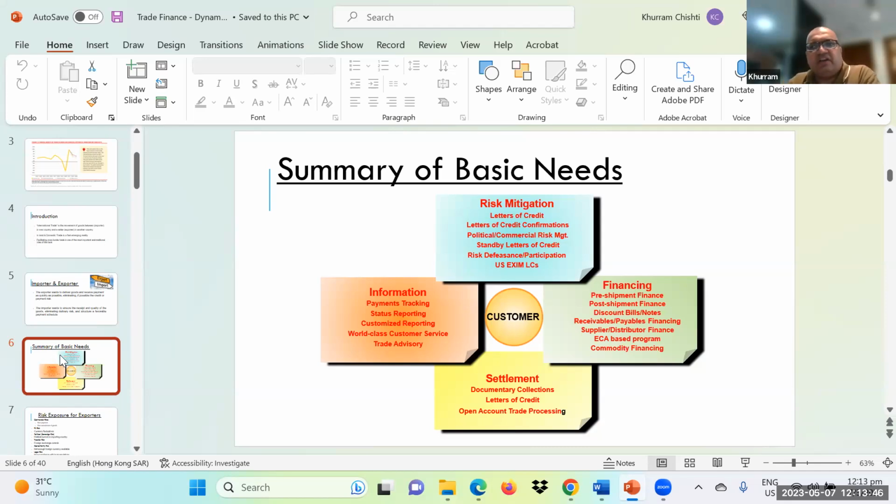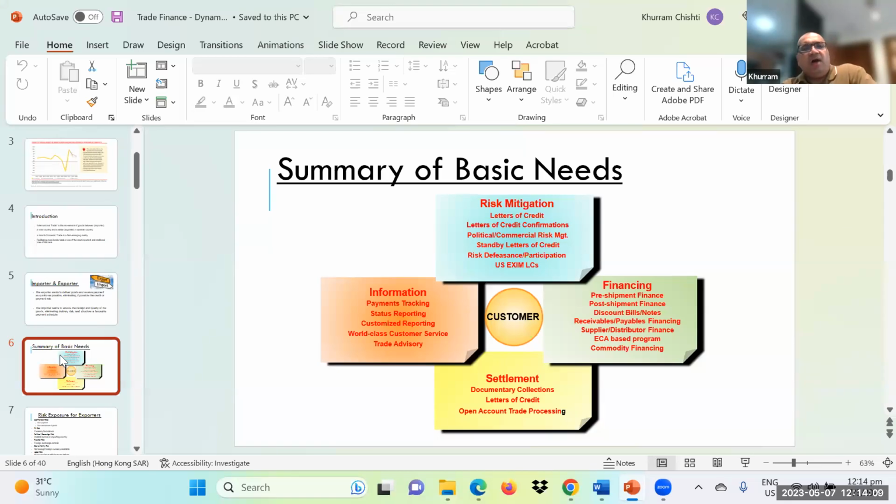Post-shipment, once I've shipped it and it reaches, now Almaya needs to arrange financing. Discount bills, notes: this is one of the ways you can collect money from the bank. Receivable, payable financing, supply chain finance, ECGC-based programs. So these are the ways a bank will help you finance, both for the exporter and the importer. Don't worry, we will go over these methods in detail as we proceed. This is just to give you the flavor of what's going to come.